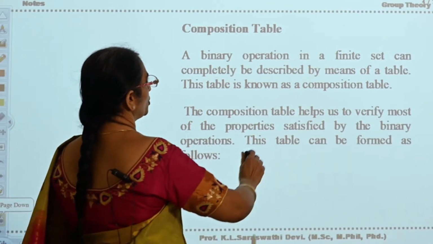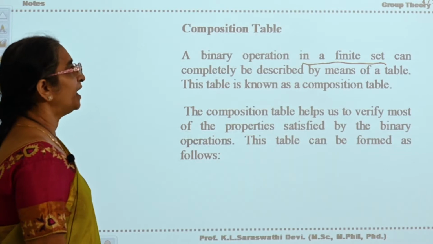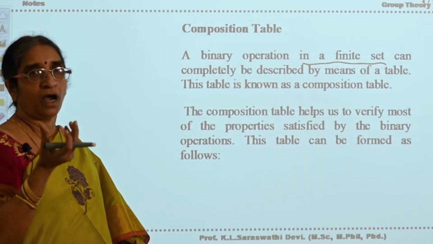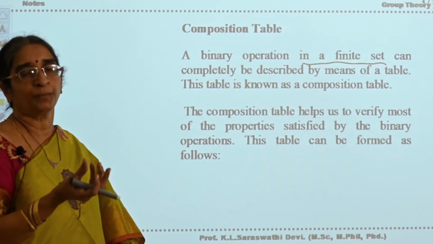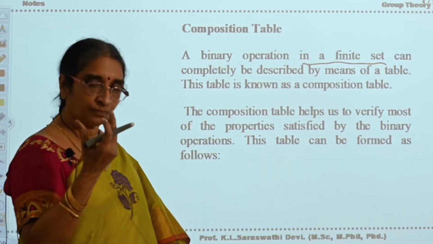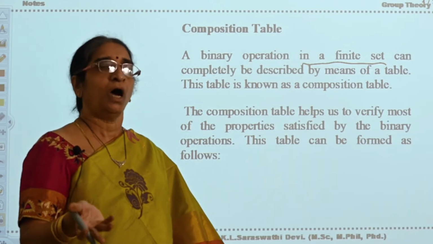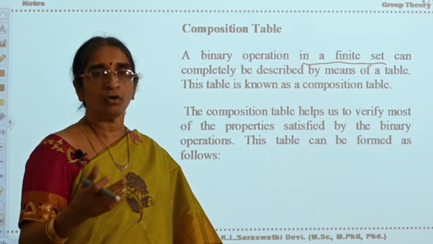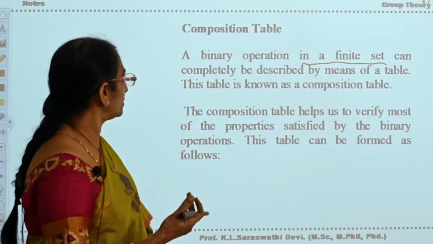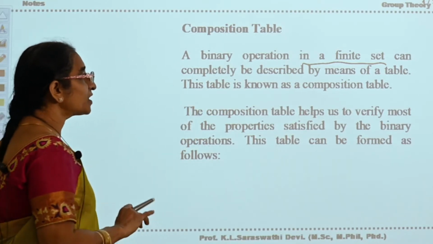A binary operation in a finite set can completely be described by means of a table. See, I am mentioning the set is finite. If you take any finite set and are able to define an operator on it, either addition, multiplication, addition modulo or multiplication modulo, it can be described completely by means of a table. What is addition modulo? What is multiplication modulo? I will explain that later. That table is known as the composition table.